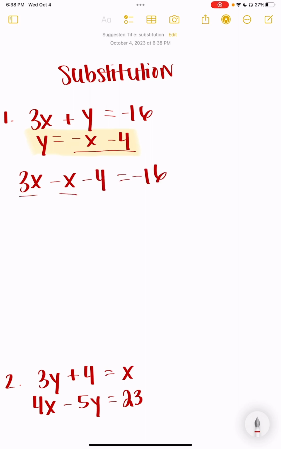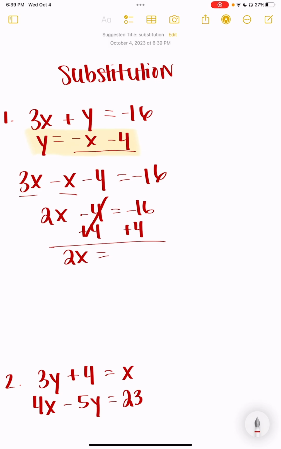These can be combined, so that's going to give us 2x. 3x minus 1x is 2x, minus 4 equals negative 16. We need to get this 2x by itself, so we're going to add 4 to both sides. These will cancel out. That 2x will come down. Negative 16 plus 4 is negative 12. Make sure you're double checking your math in the calculator, and then divide both sides by 2. And your x is negative 6.